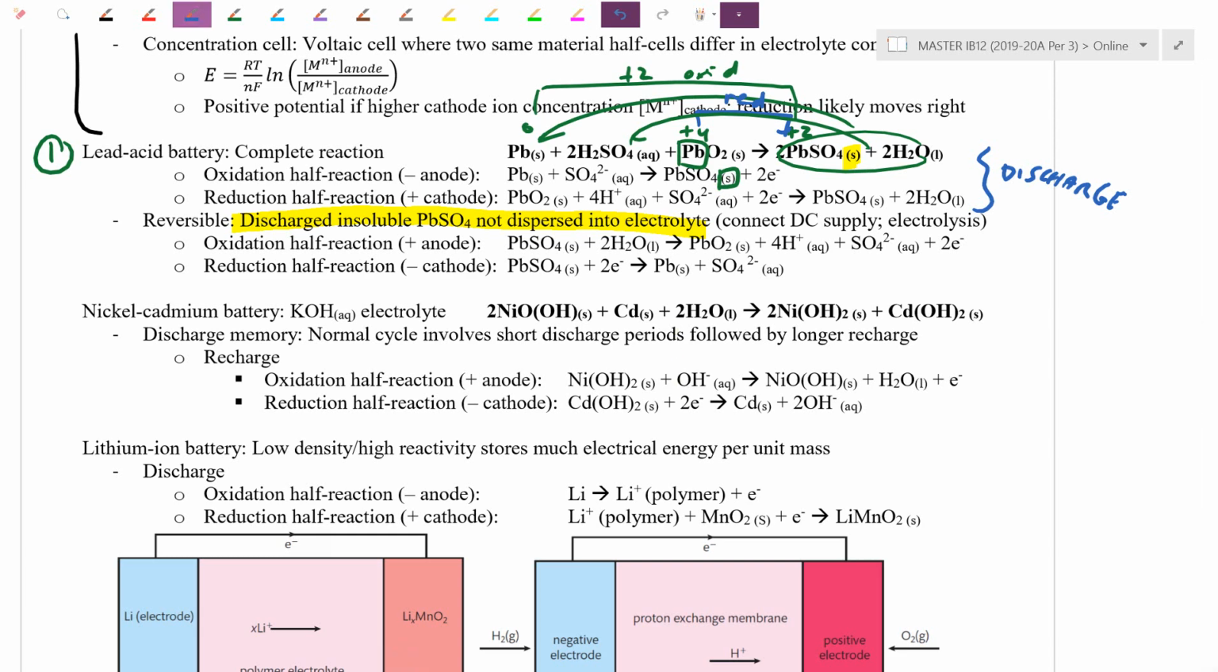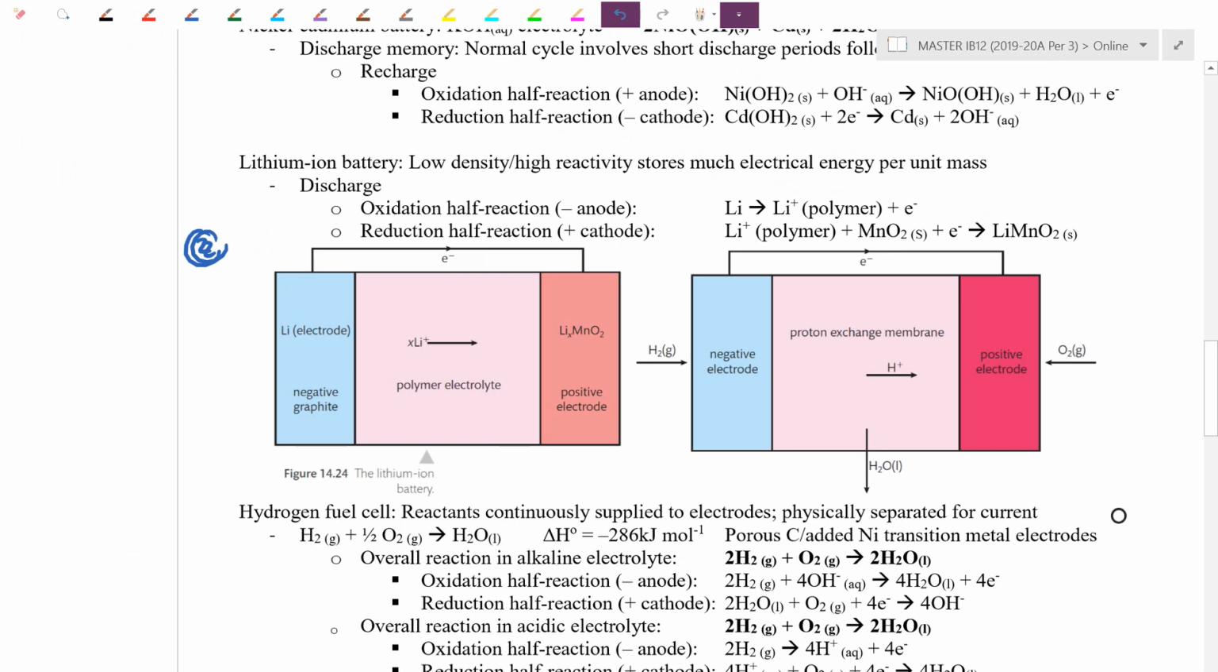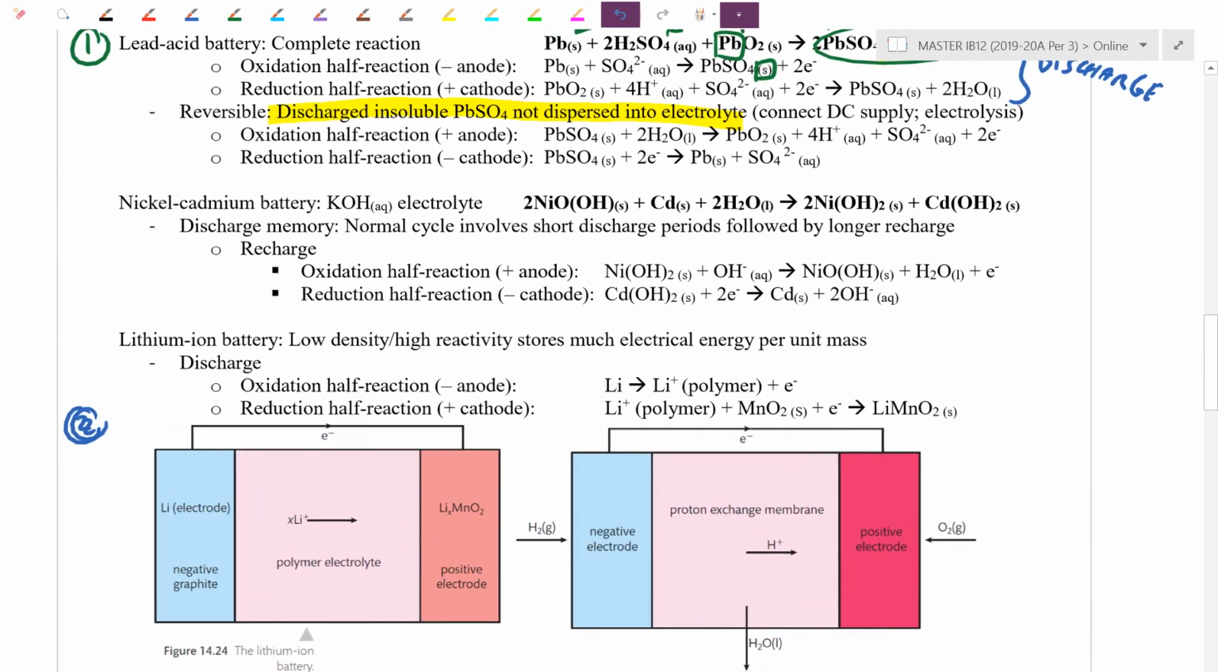Another common type of battery that we have here is a nickel-cadmium battery. We're going to use potassium hydroxide as the electrolyte. So, nickel-cadmium battery here with the basic electrolyte.